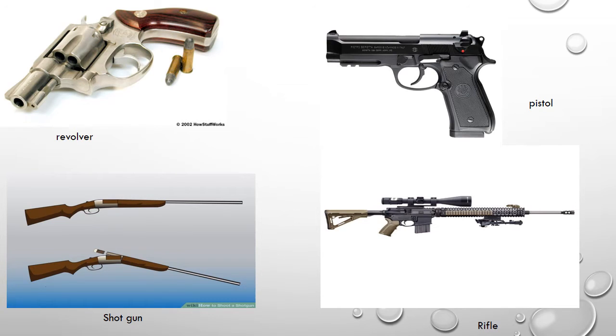First picture is of a revolver with a bullet capacity of around 6. Second picture is of a pistol with a bullet capacity of around 10 to 16, varying depending upon the type of pistol. Third one is a shotgun. Bullet capacity is around 1 to 2. Next one is a rifle with maximum bullet capacity.